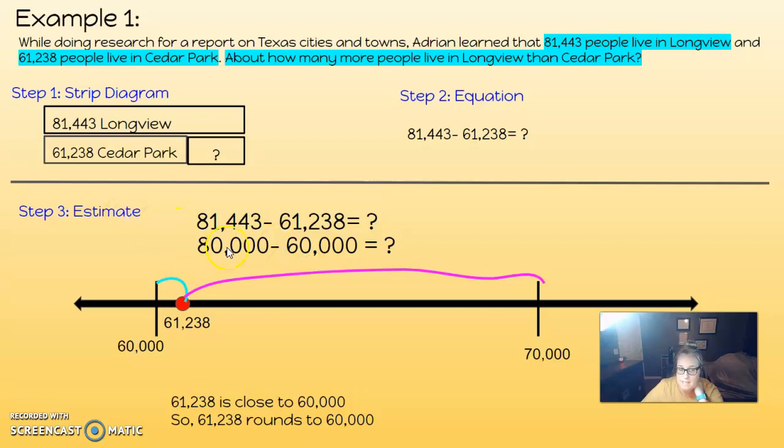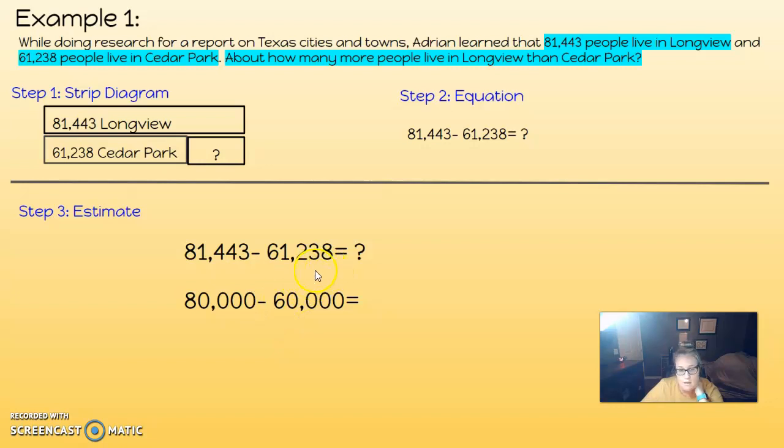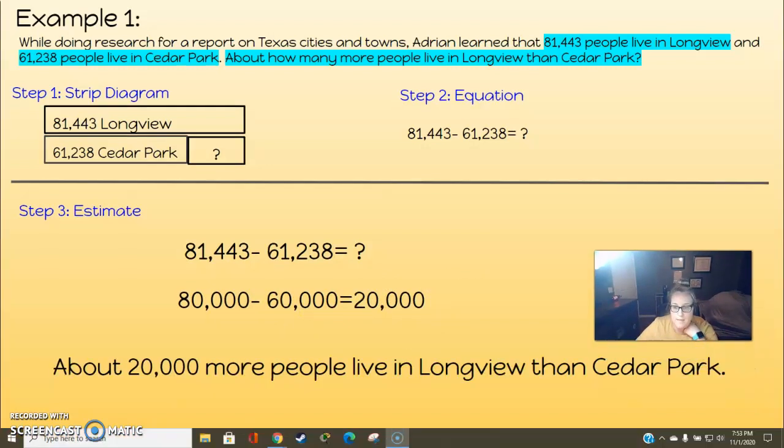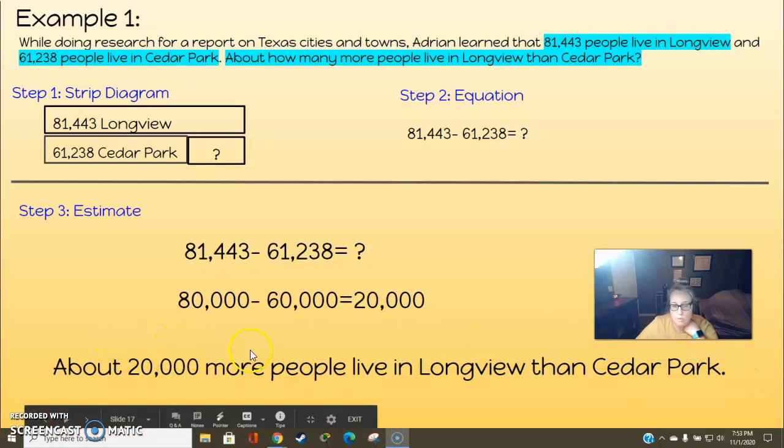So now for my estimate, I'm going to solve 80,000 minus 60,000. So think about it. What is that answer going to be? There's a couple of ways you can solve it. Maybe you already know what 80,000 minus 60,000 is. Maybe you want to use a number line to help you solve. Maybe you want to use base 10 blocks or expanded form. Whatever form makes it easier for you to solve is completely fine. So if I do 80,000 minus 60,000, I end up with 20,000. So that means that about 20,000 more people live in Longview than Cedar Park.